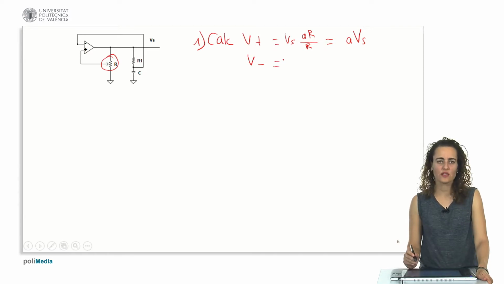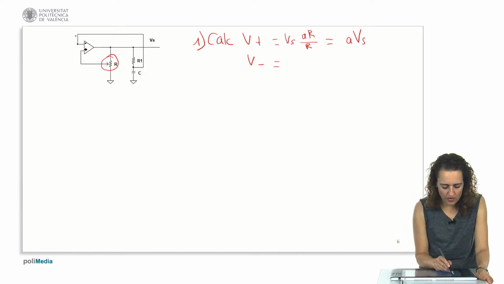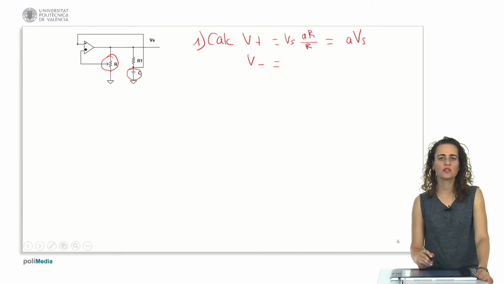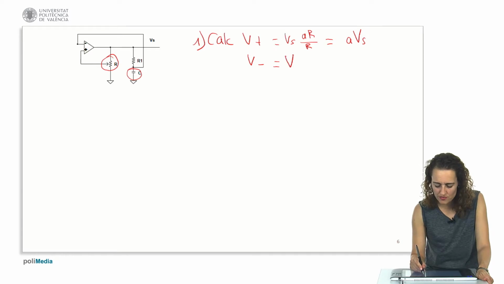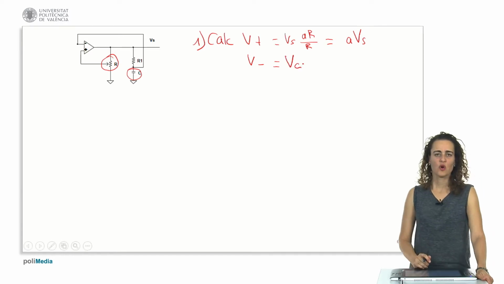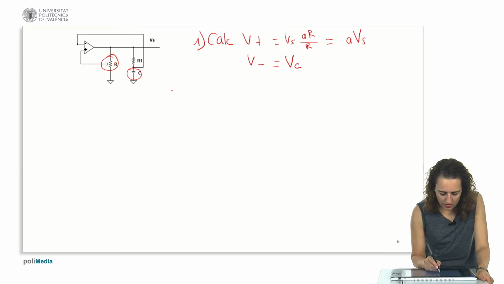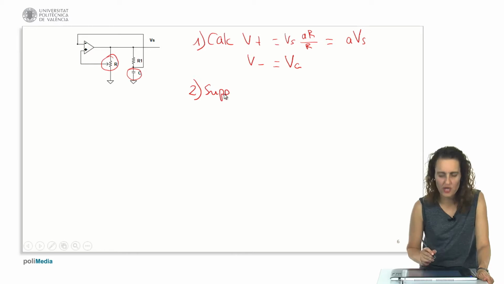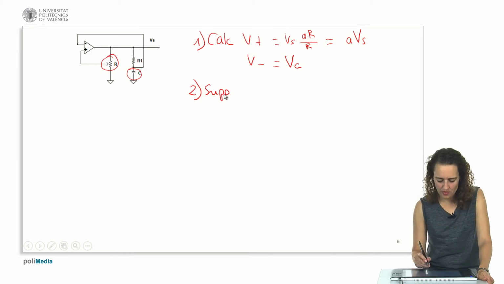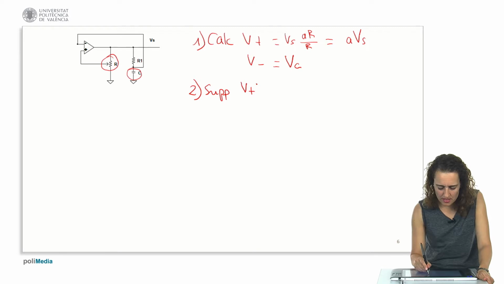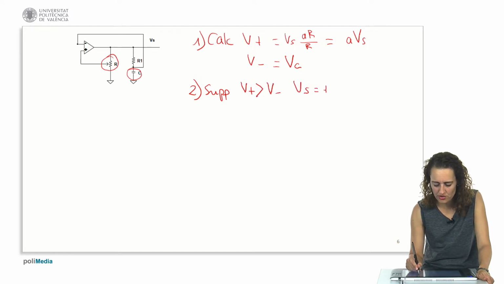And for the negative voltage, V minus, if we follow the wire, this is connected to the capacitor. So V minus is equal to the voltage Vc in the capacitor. Once we have calculated V plus and V minus, I'm going to follow the second step, in which I suppose one state of the operational amplifier. I suppose, in this case, that V plus is bigger than V minus, so that the output of the operational amplifier is plus saturation voltage.